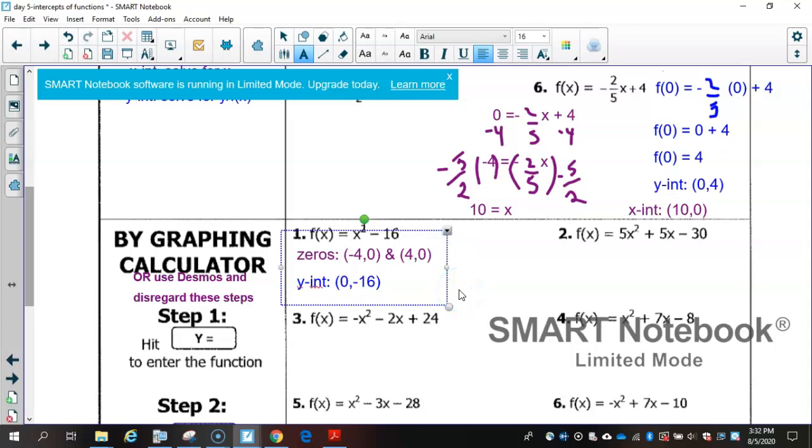Now when it comes to the quiz or the test, if it says to do it algebraically, then you have to show your work. But if it doesn't say that, and it just says find the zeros or find the y-intercept, then you can use your calculator or Desmos to find those. And you can do it algebraically if you so choose. So I'm going to put that same one into Desmos.